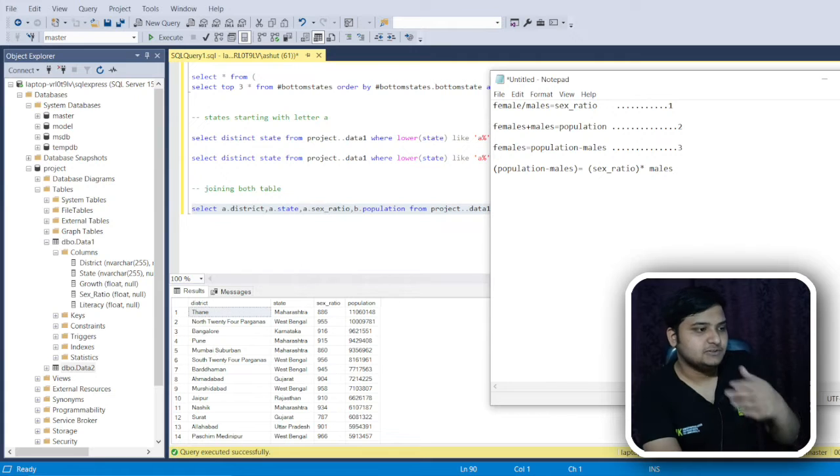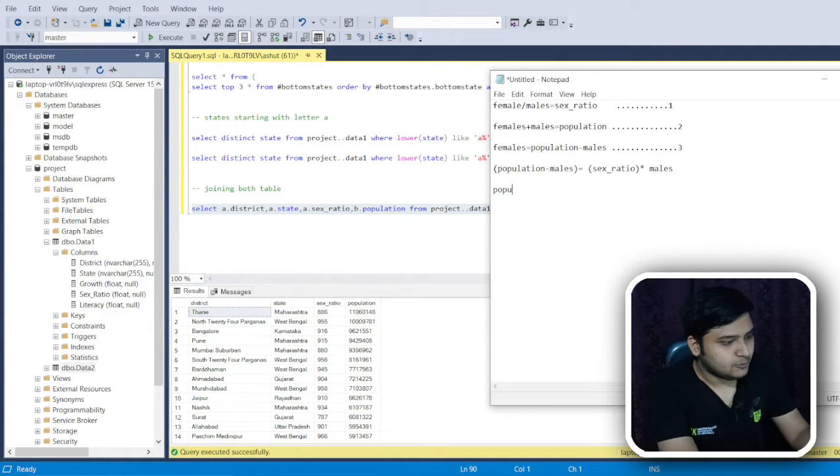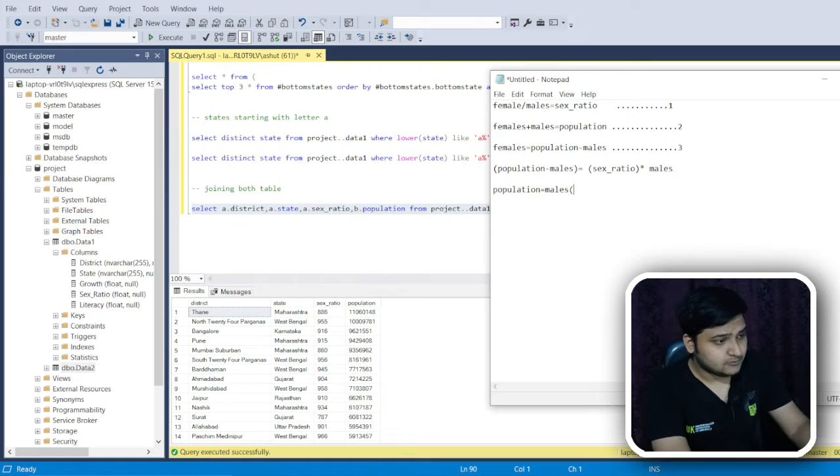Why I'm doing all this is because we have two columns only, the sex ratio and the population, and using both of these columns we need to get the total number of males and the total number of females. So I'm trying to derive a formula here. So the population is equal to, I would bring this male term which is present on the left side into the right side of the equation. So what does the final equation become? The final equation becomes something like this, and then we have got our final equation here.